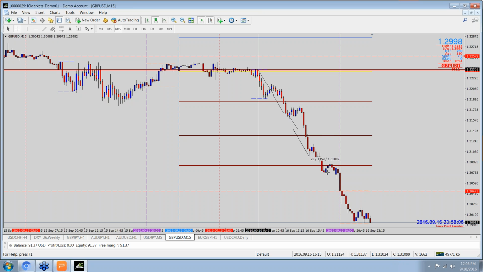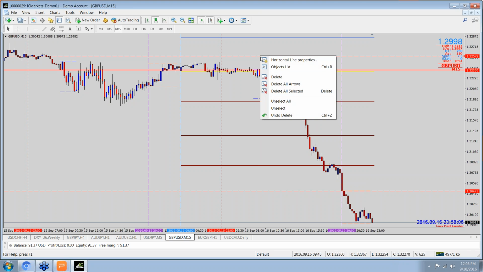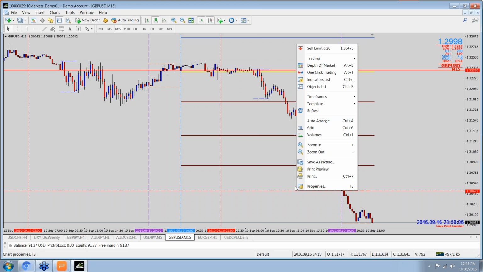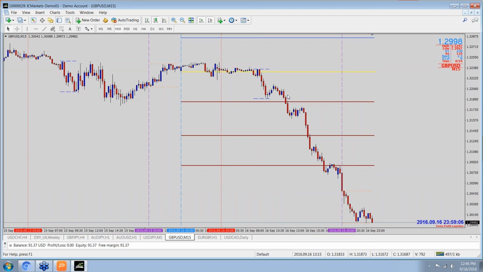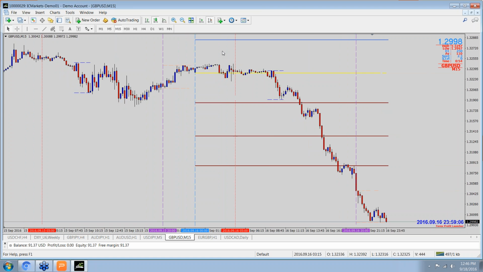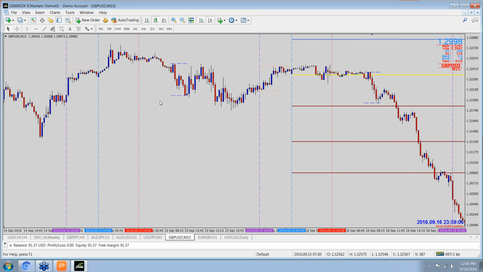I like catching obviously the majority of the move because, I mean, it's there, right? And you're going to see how often this happens. It's going to blow your mind. All right, so let's delete all these lines here and let's go to the next example.